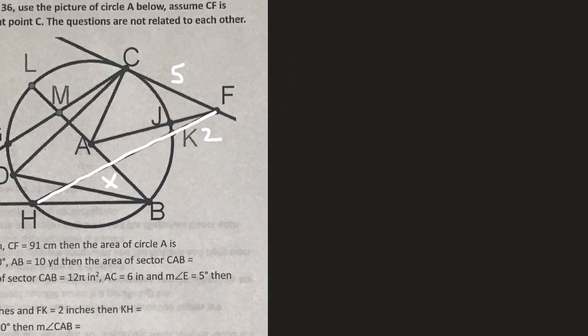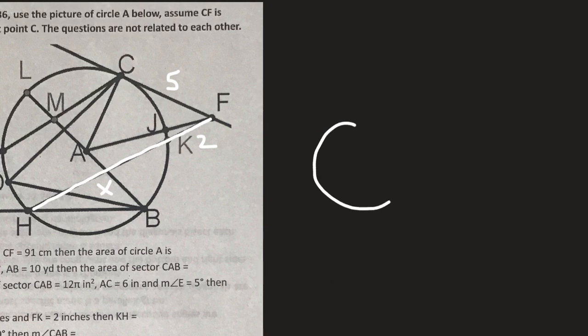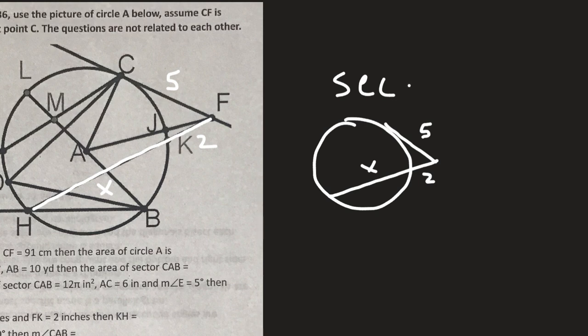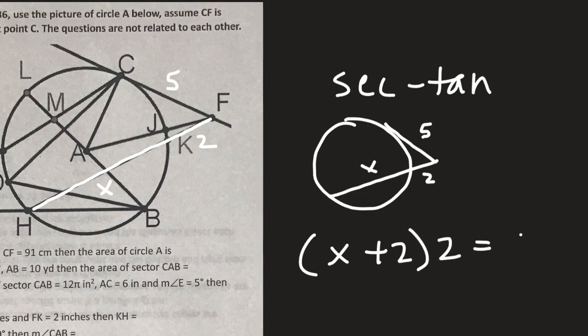Okay, so hopefully you're looking at this. Let me redraw it maybe for you. Here we go. CF is your tangent, and then this is your secant. So once again, this is going to be a secant tangent problem. Secant tangent goes the inside plus the outside. So x plus 2 times 2 equals 5 squared.